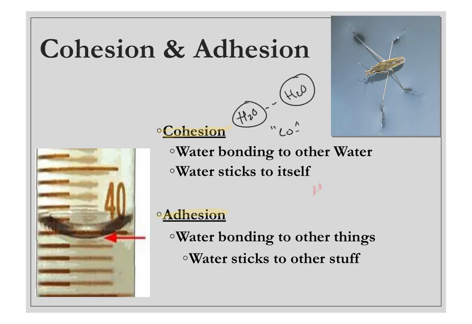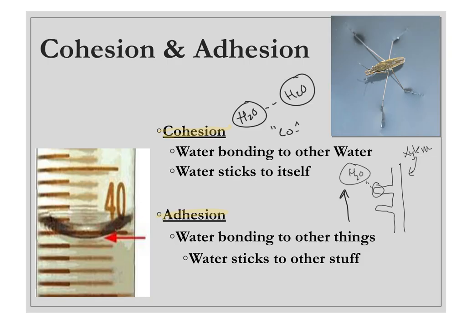With adhesion, water is bonding to other things. For example, we're going to see in a moment a situation in capillary action. This is the side of a plant, what we call a xylem in plants, and water travels up the xylem, up the plant. What ends up happening is it forms a hydrogen bond with another molecule. So water travels up by forming those hydrogen bonds with other substances.